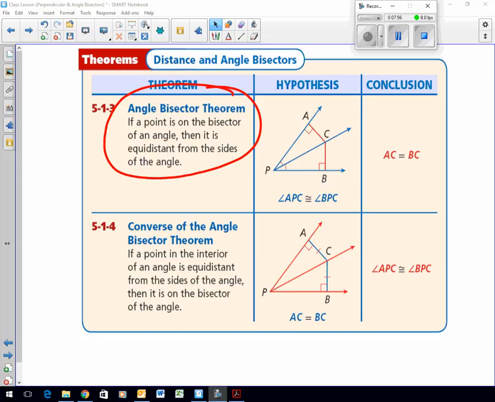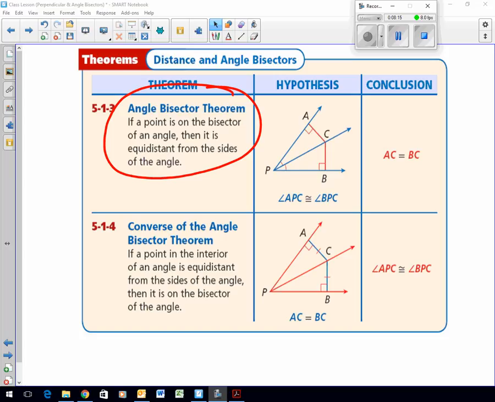So think about when you've got a pizza, okay? You've got a pizza, and your teacher comes along, he's like, hey, can I have half of that? You're like, sure, I'll cut exactly half of that for you. You would find the angle bisector to cut that pizza in half.